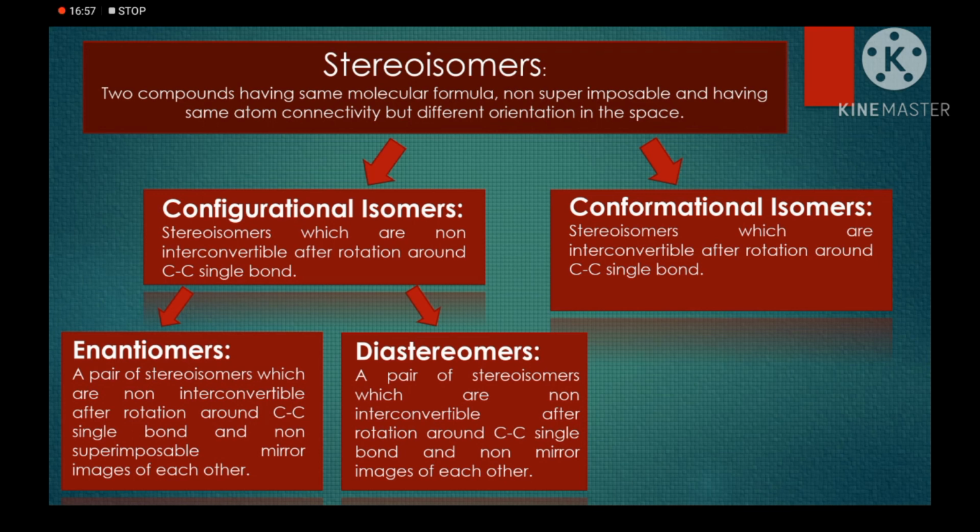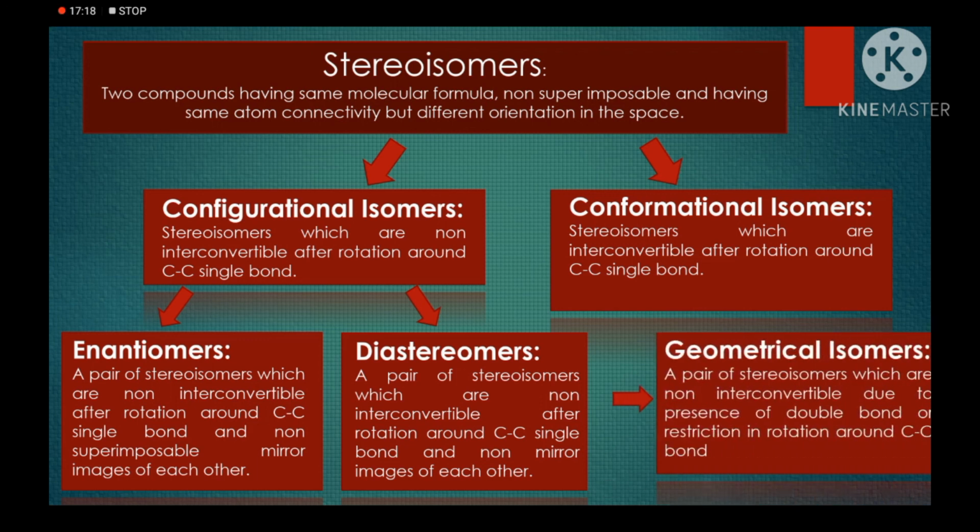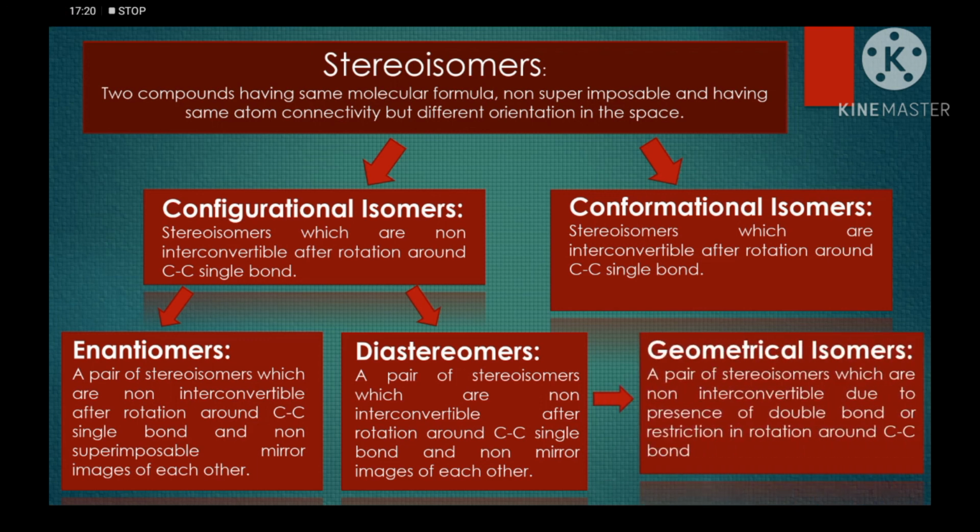A pair of stereoisomers which are non-interconvertible after rotation around a carbon-carbon single bond and are non-superimposable mirror images of each other are called enantiomers. A pair of stereoisomers which are non-interconvertible after rotation around a carbon-carbon bond and are non-mirror images of each other are called diastereomers. And a pair of stereoisomers which are non-interconvertible due to the presence of a double bond or restriction in rotation around a carbon-carbon bond are called geometrical isomers.